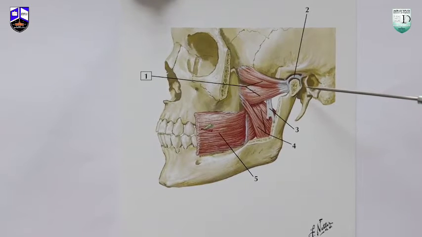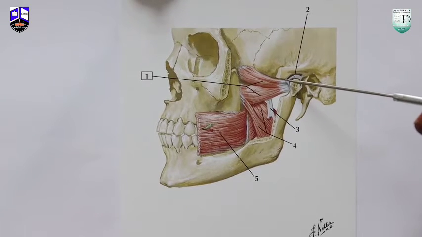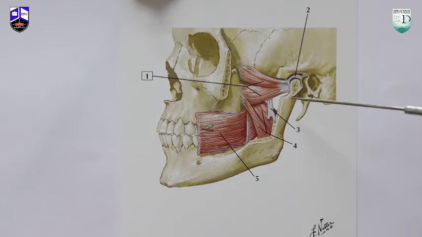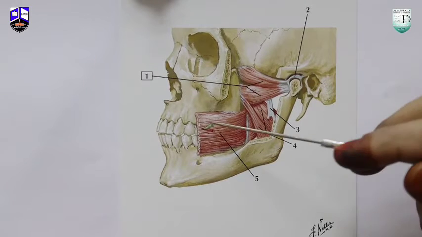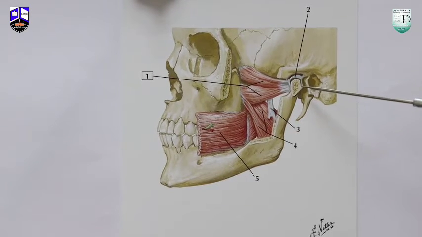So it draws these structures forward from the mandibular fossa here down the slope of the articular eminence. So it assists in opening the mouth. It is indispensable to the opening of the jaw.